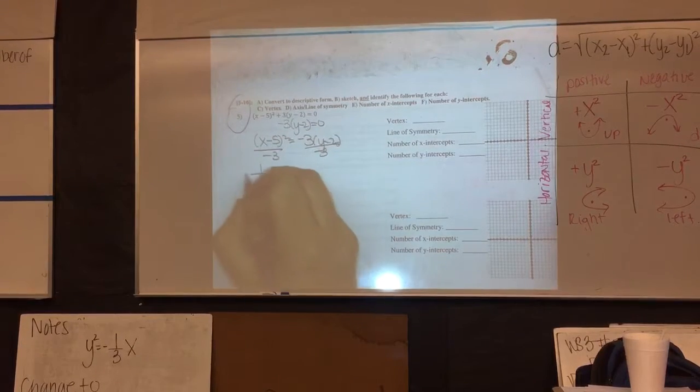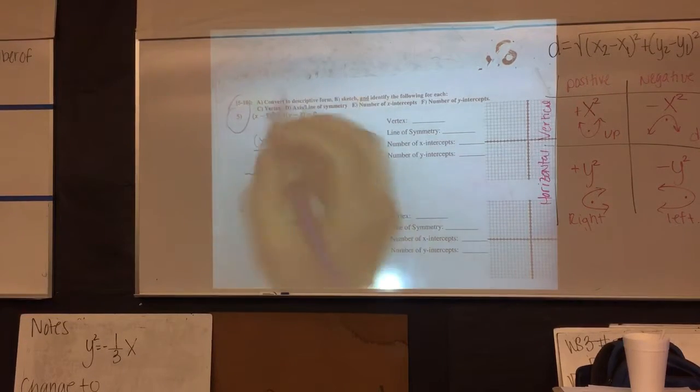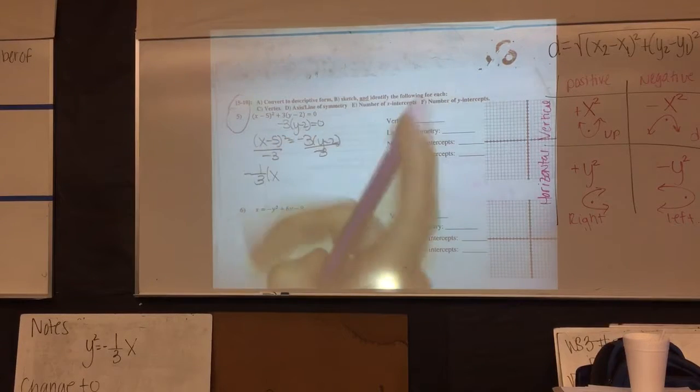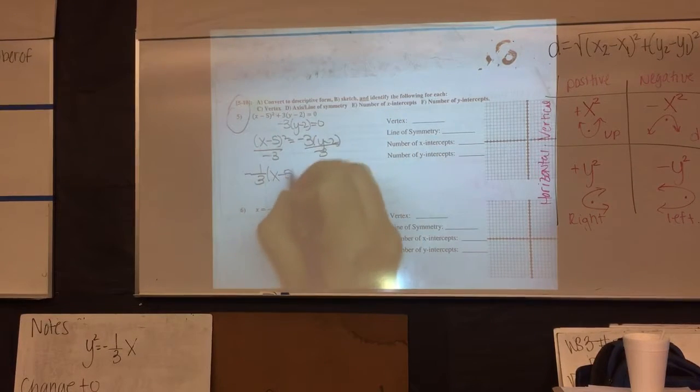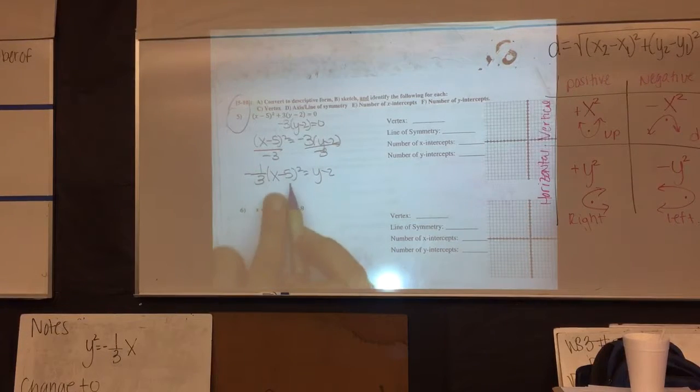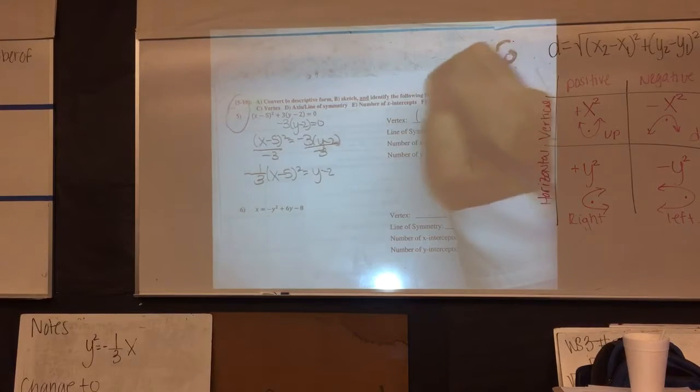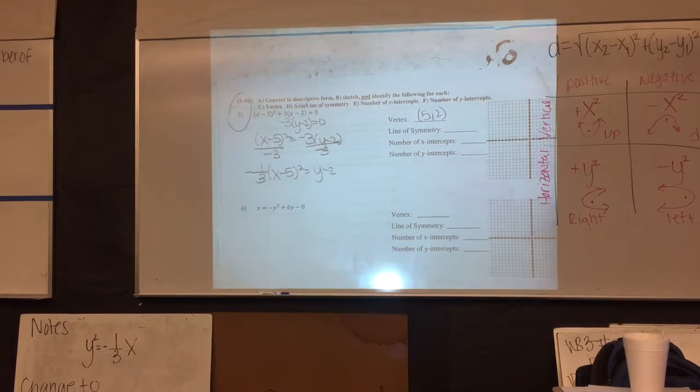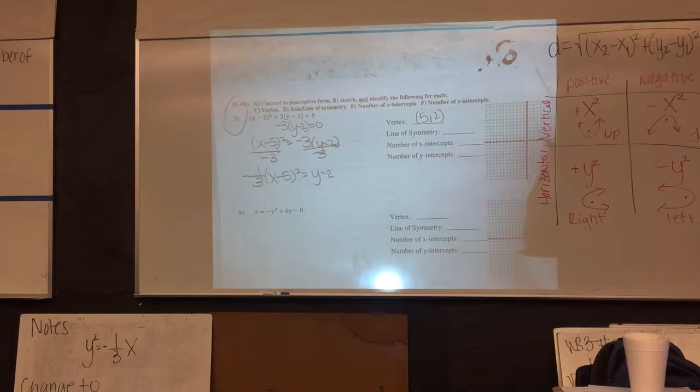So it's going to be -1/3 times x minus 5 squared is equal to y minus 2. The hk comes from the values next to the x and the y. So it's opposite of -5 is 5. Opposite of -2 is 2. So my vertex is at 5, 2. 1, 2, 3, 4, 5, and 2.